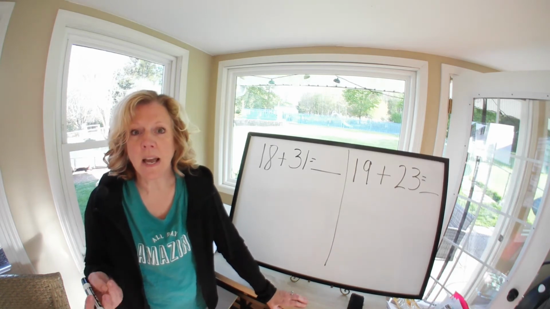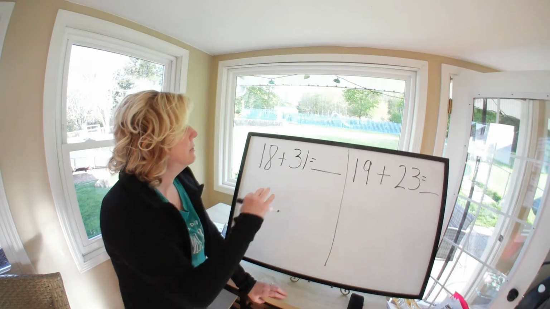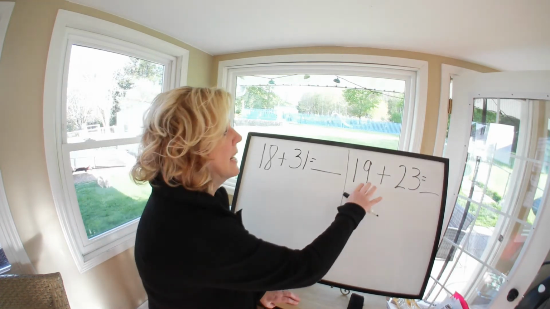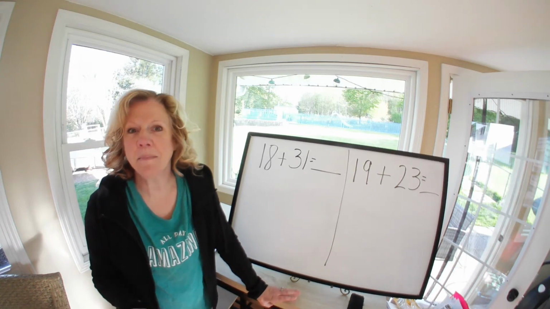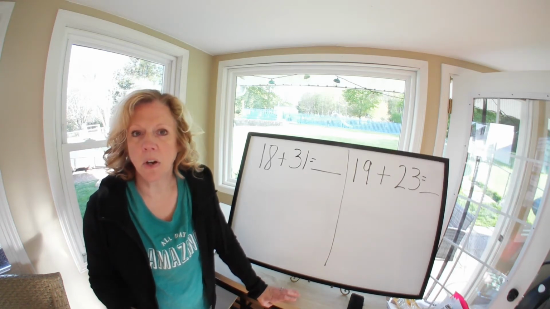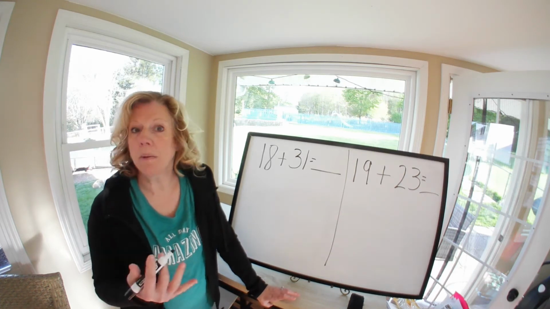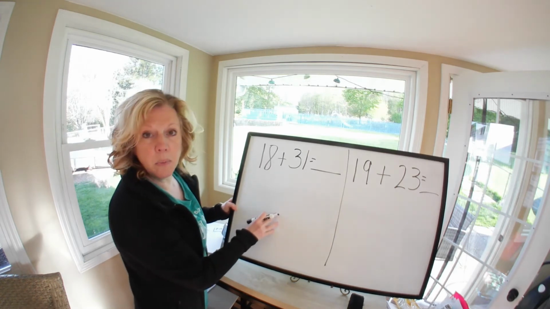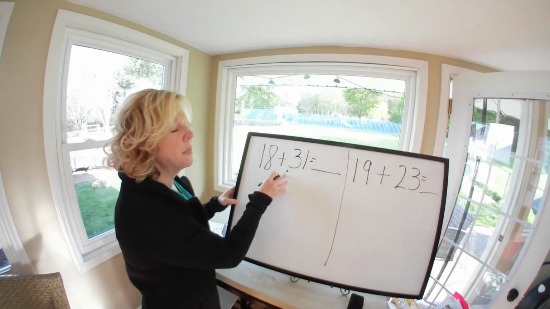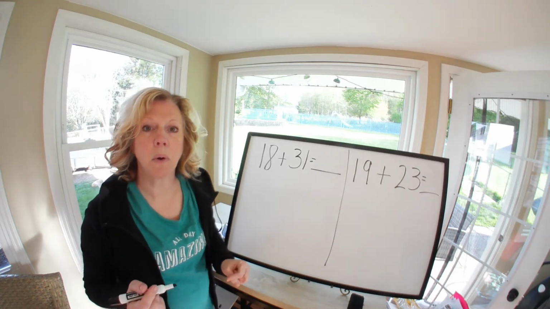I want you to notice that the smaller number is first. So here I have 18 plus 31, and here I have 19 plus 23. You'll notice that the smaller number is first. Does it matter if the smaller number is first? No, it doesn't. And I'm going to show you why that doesn't matter. Now, you could do it both ways. So if I was to write this, I could write 18 plus 31, or I could even switch it around and put 31 plus 18. But I want to show you today how it can work both ways.